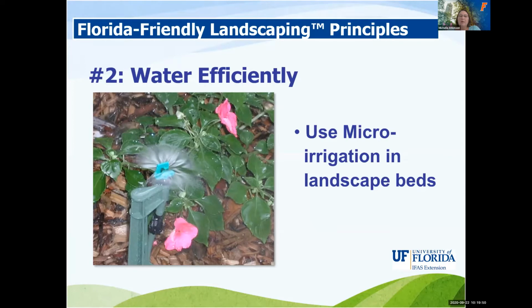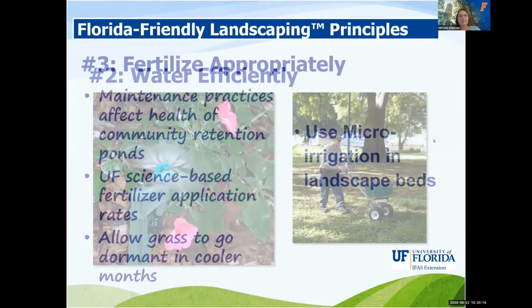Using micro irrigation is what we want to strive to do in the landscape beds. It's the most water conserving type of irrigation, and it's really suited for those landscape beds. It gets the water right where it's needed, instead of those big sprays or broadcasts of water. It puts it right to the spot where it's needed, and it's very efficient.